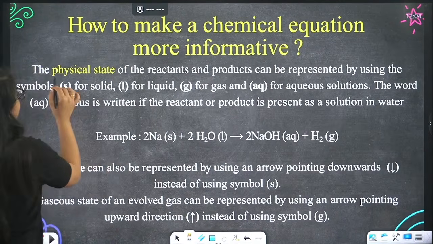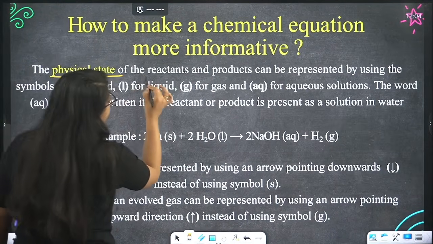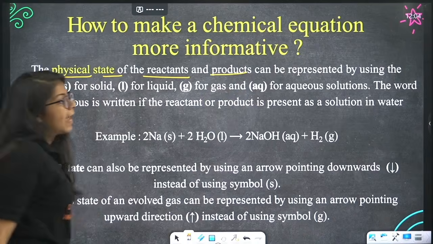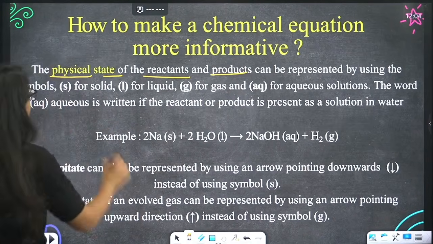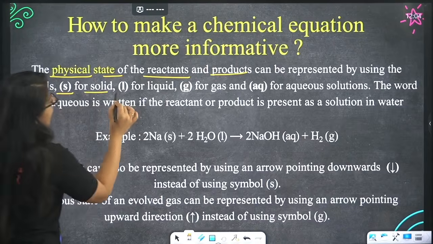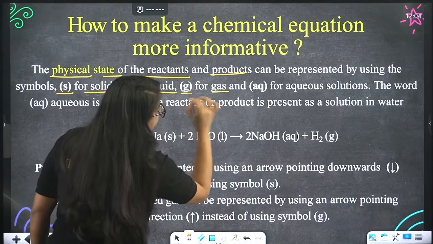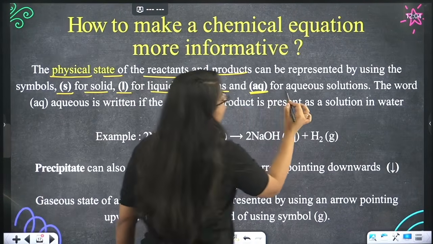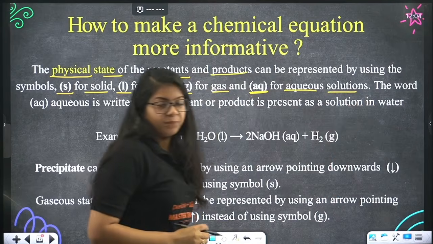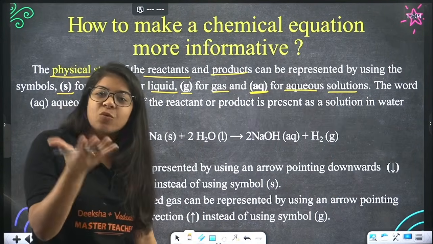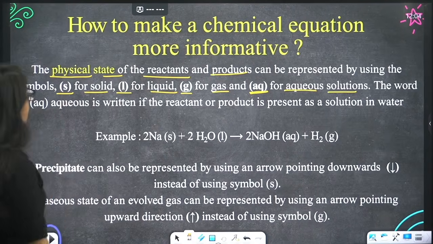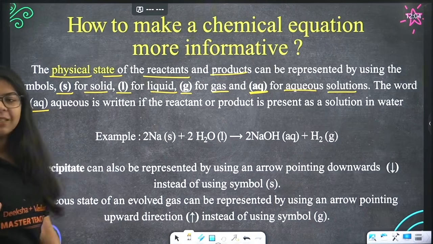What is that? Beta, the physical state of the reactants and products can be represented by using symbols. What are those symbols? Beta, S for solid, L for liquid, G for gas, and aq for aqueous solution. Then aqueous solution is different from liquid, yes, and we'll understand how. Just wait some time.